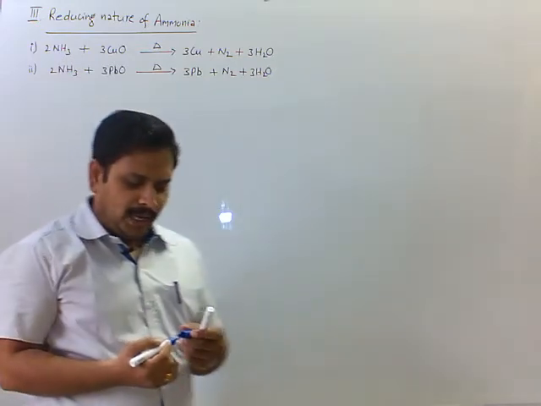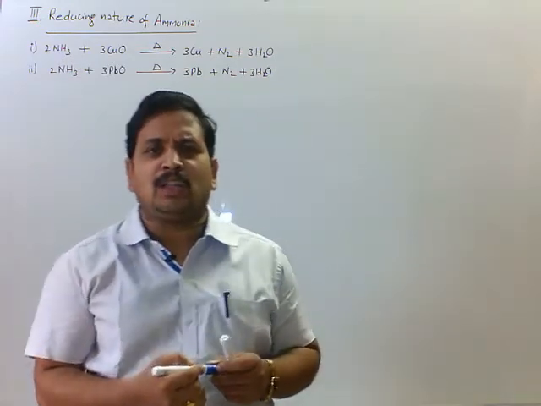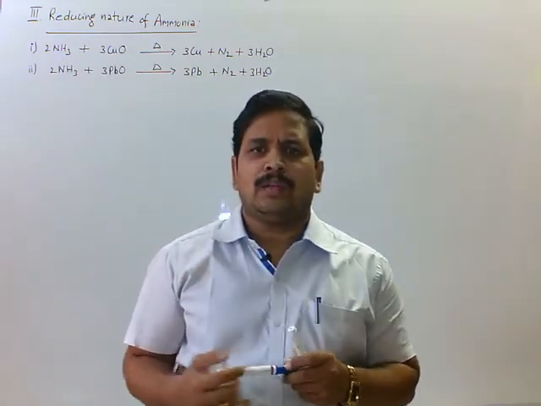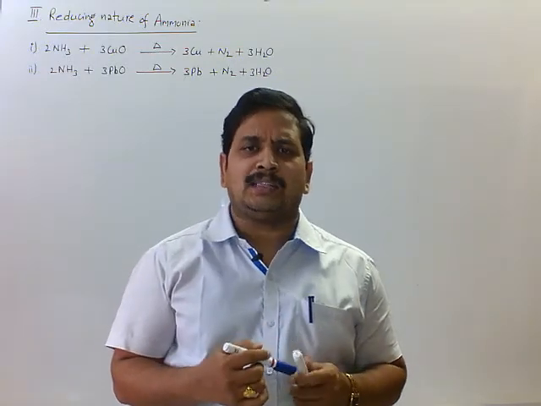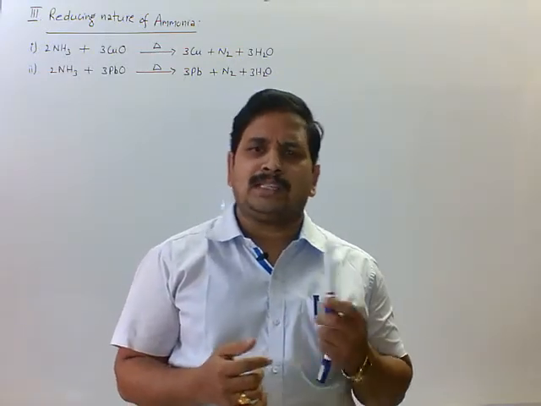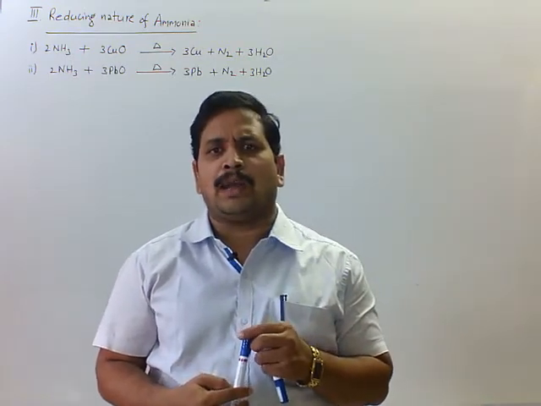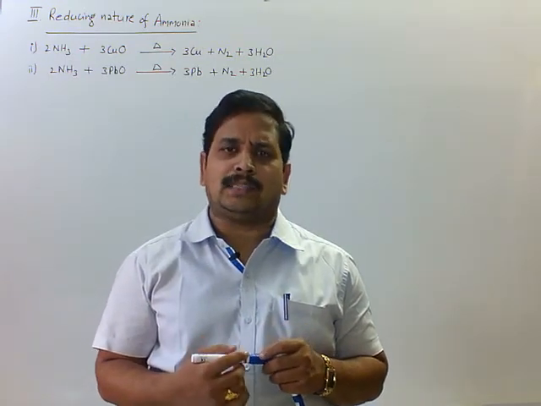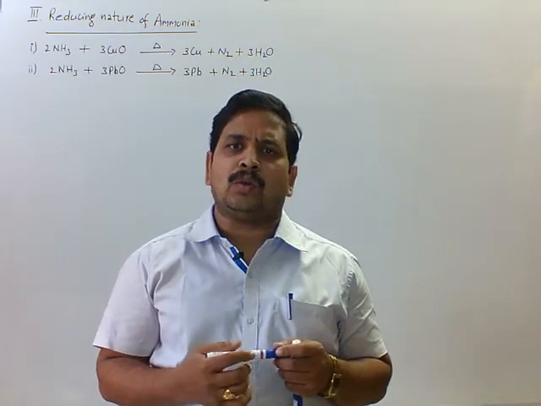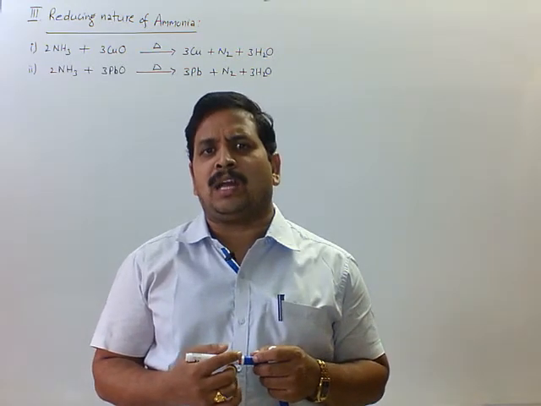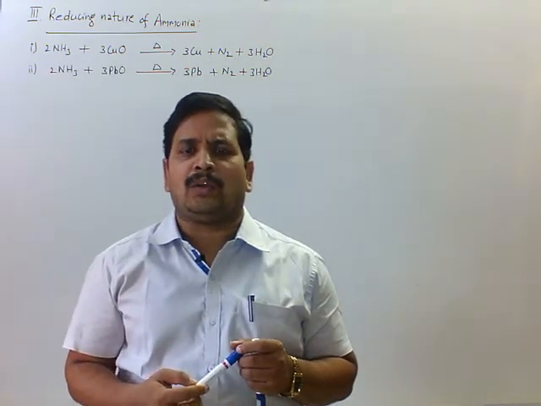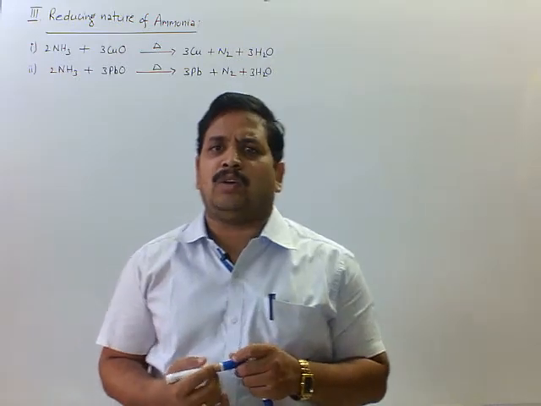And third one is reaction with chlorine. We have two reactions with chlorine. When excess ammonia reacts with chlorine, it forms ammonium chloride and nitrogen gas. When excess chlorine is treated with limited ammonia, we get nitrogen trichloride and hydrogen chloride.